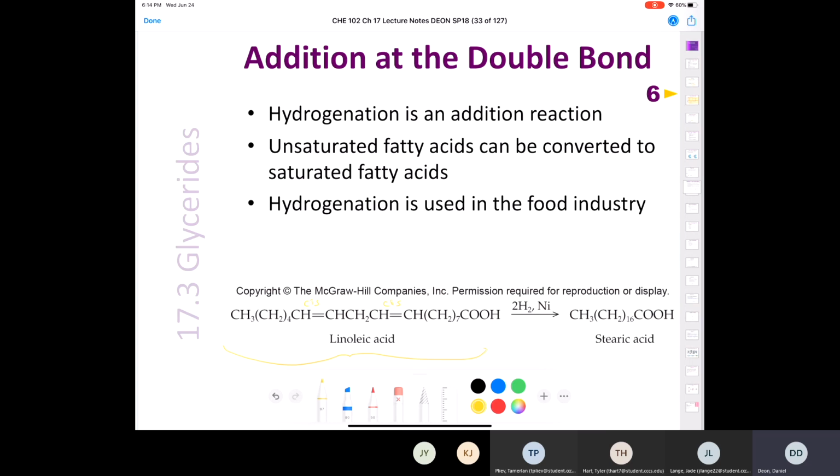But anyhow, we've got two double bonds in linoleic acid, and we did look at the structure of it earlier on, and we can hydrogenate the double bonds in an unsaturated fatty acid the same way that we hydrogenated an alkene or an alkyne. Now, before we get into that, I just want to remind you that hydrogenation is an addition reaction. What are we adding? We're adding hydrogen.